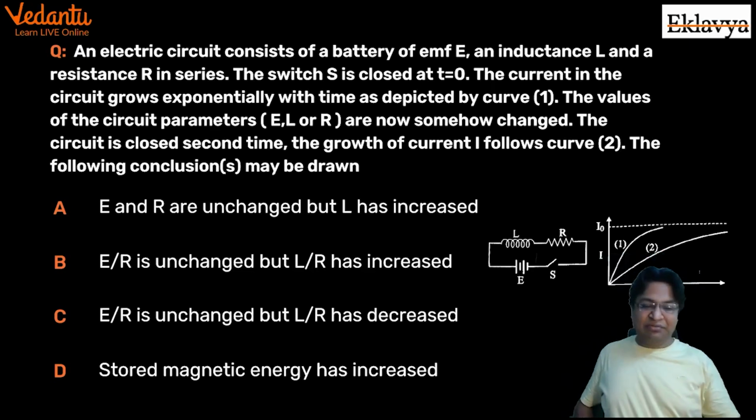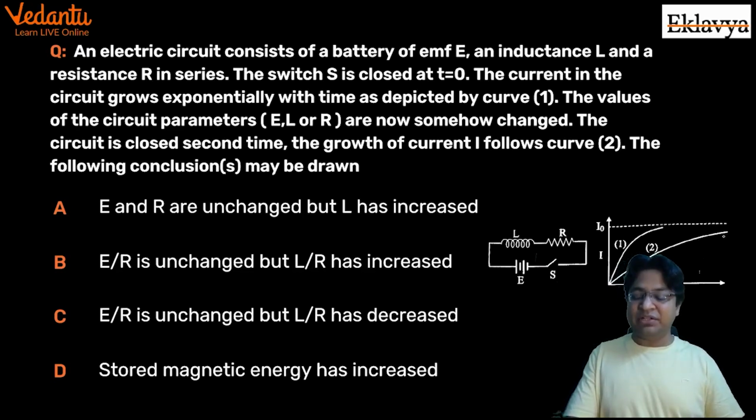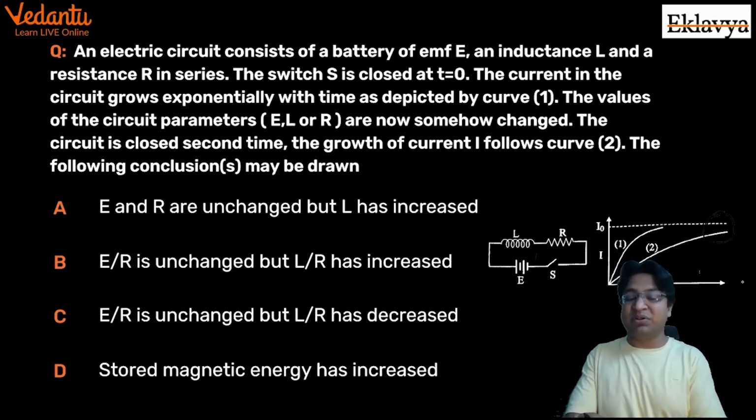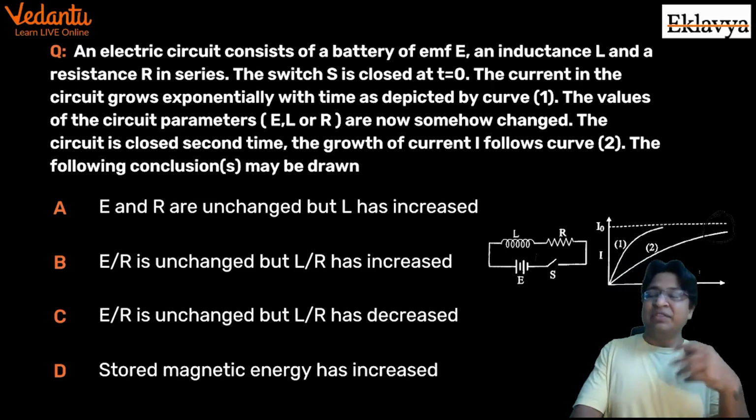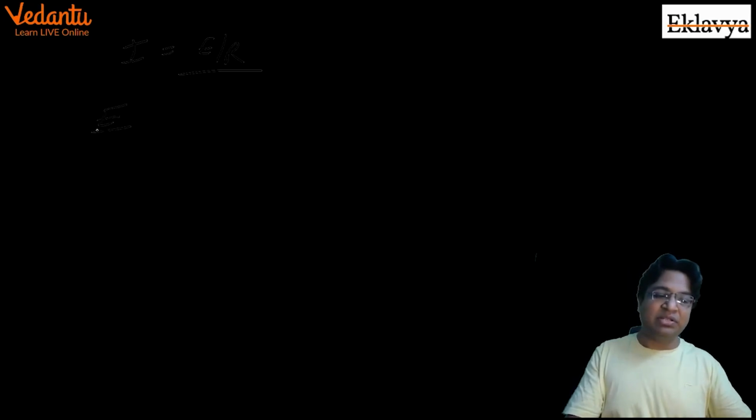So we know that in this circuit, eventually the current becomes equal to E by R. So the inductance has no implication on the value of the final current. Here, first of all, the graph given does not clarify whether this second graph reaches the same asymptote or not. But we will assume that it is reaching the same asymptote, otherwise we will not be able to conclude anything. So the final current is the same, so E by R is the same.